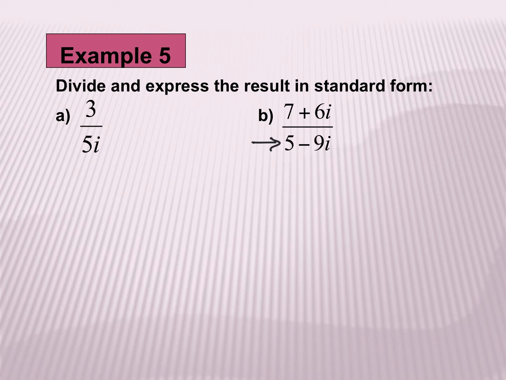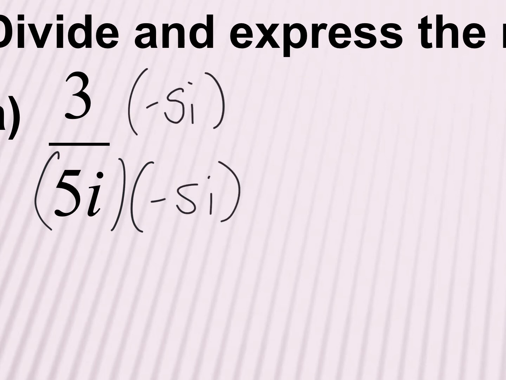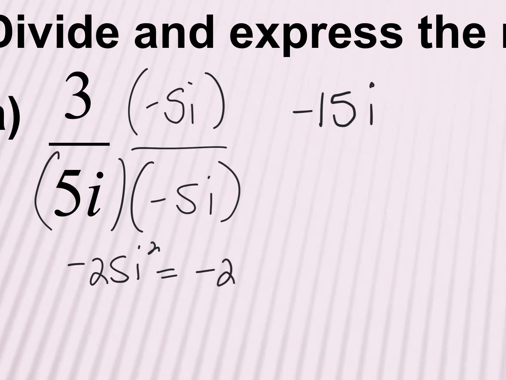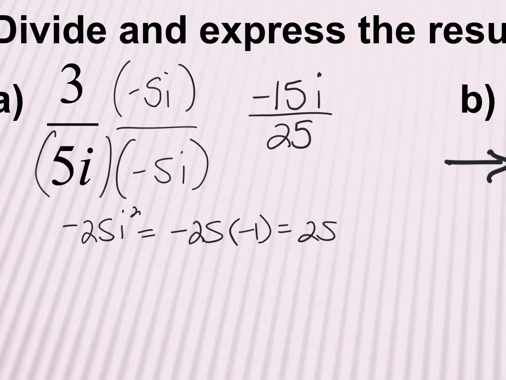All right, so look at A. There's an I in the bottom. The I can't stay in the bottom, so what do we multiply by? Negative 5I in the bottom and the top. So the top, what's 3 times negative 5I? Negative 15I. In the bottom, what's 5I times negative 5I? Which becomes positive 25. Can I simplify that? What would it be? It would be 3 over 5. Good.